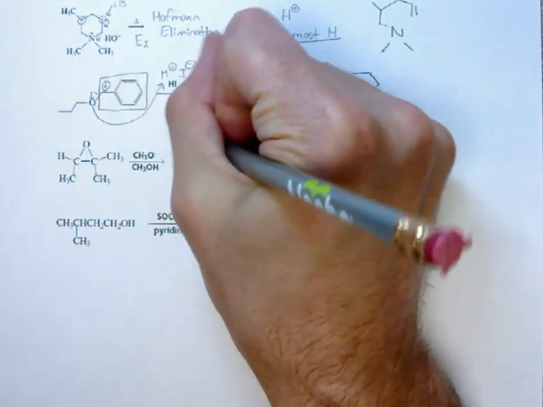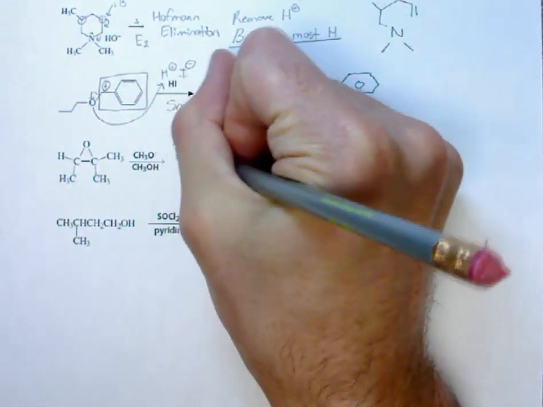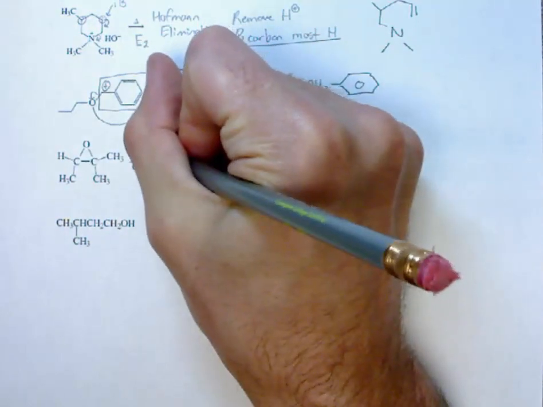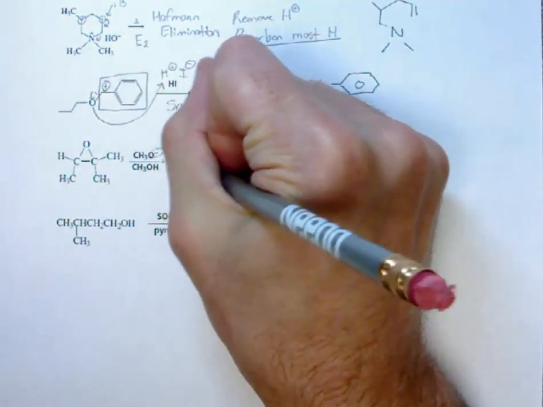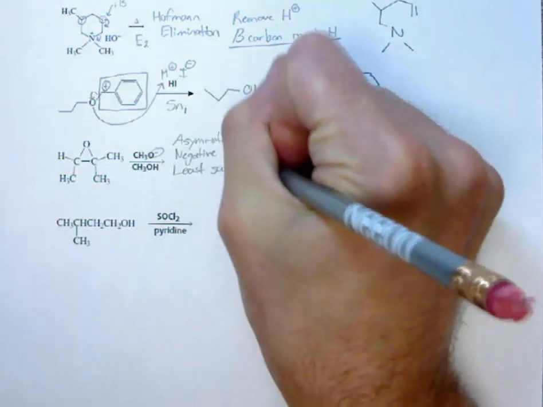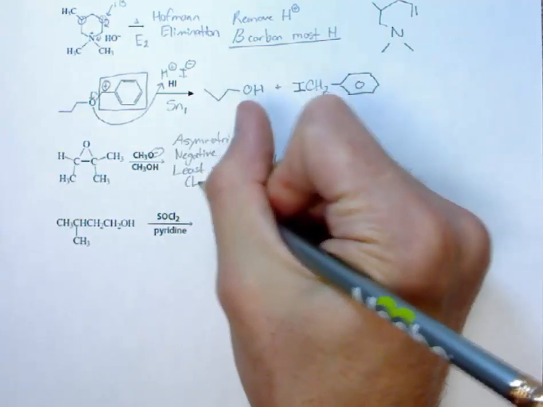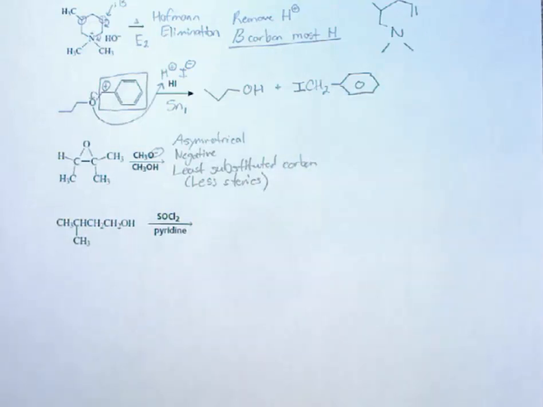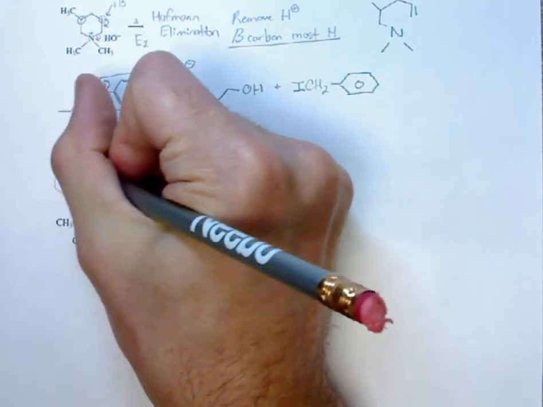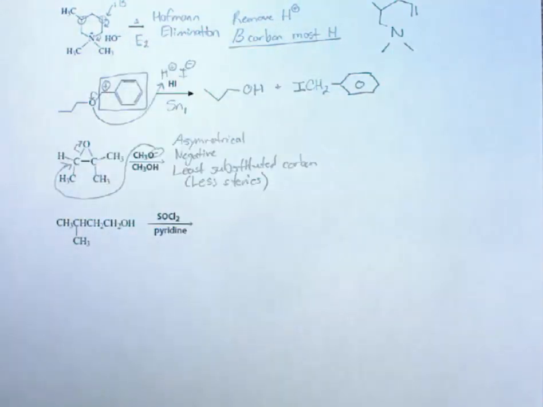So our epoxide is asymmetrical, and we have a negatively charged species right here. Since we have a negatively charged species, we are going to attack the least substituted carbon. Therefore, this is going to react with this carbon here for the final product.